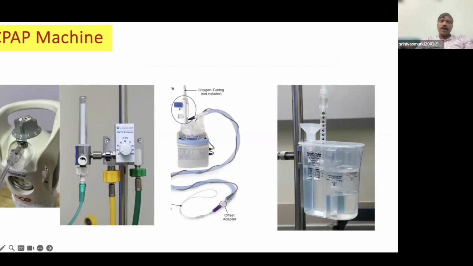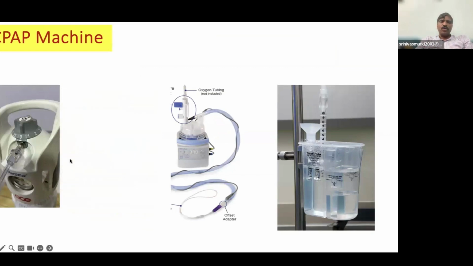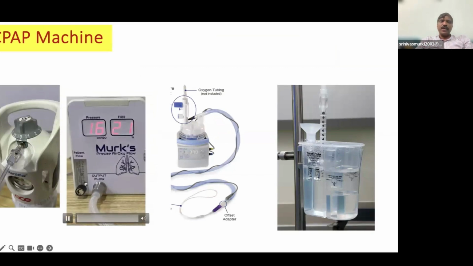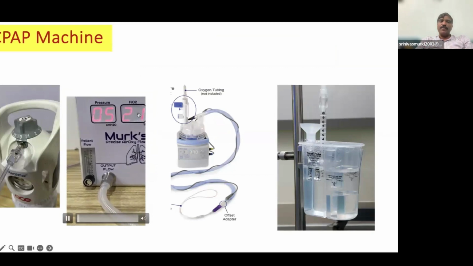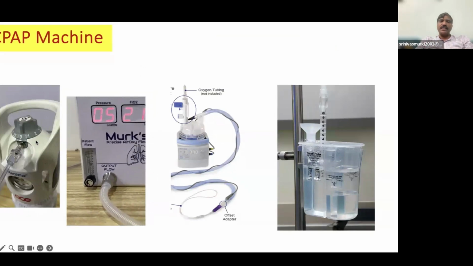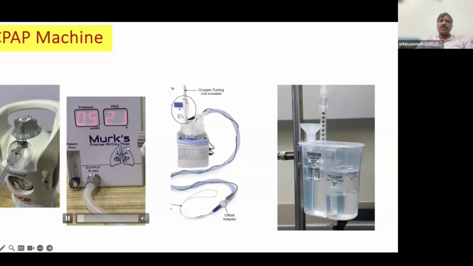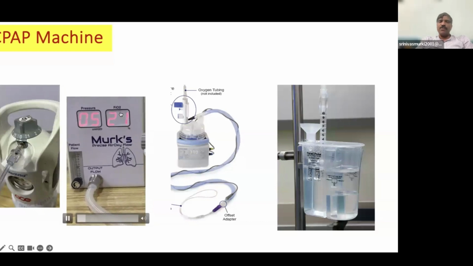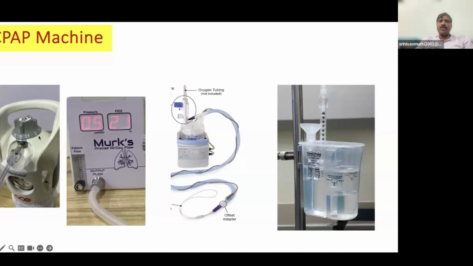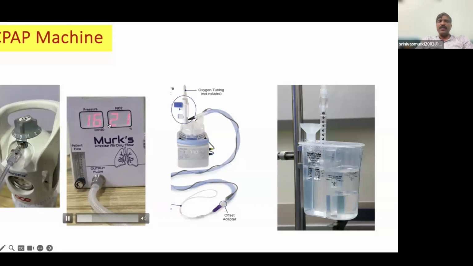So nowadays you have machines which run on cylinder oxygen, and you have machines like these which have an inbuilt compressor, an inbuilt flow meter, and you can measure the FiO2, and you can increase this FiO2 by increasing the inlet oxygen connected to this machine. So this has an inbuilt FiO2. It can measure the pressures, it can measure the flow, and you can increase FiO2 by increasing the oxygen inlet to the machine.